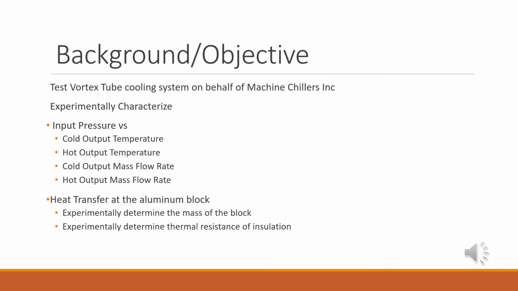This lab group was asked to test the vortex tube cooling system on behalf of a company. We were to investigate how input pressure affects various output characteristics of the system. Once done, the group was to use its understanding of heat transfer processes to determine the mass of a local block being used as a load and of the thermal resistance for its encasing insulation.